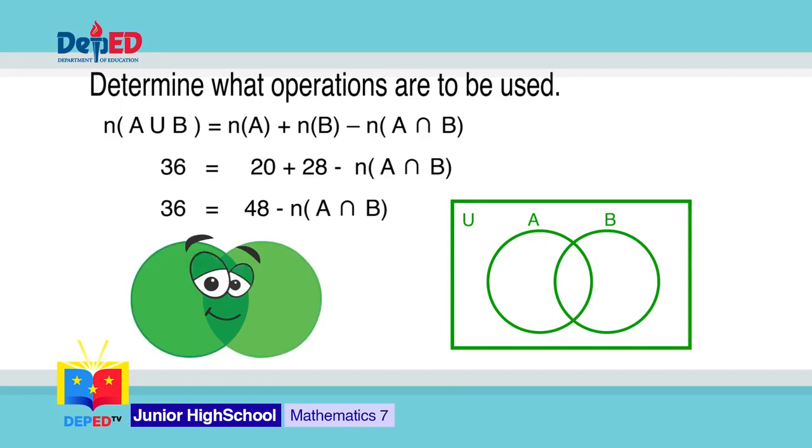Next thing we're going to do is to plug in the values we have identified in the first step in the equation above. Thus, we substitute 36 for n of A union B and equate it to the sum of the cardinality of sets A and B, then just bring down the subtrahend n of A intersection B, since it is what we are trying to solve in this problem.